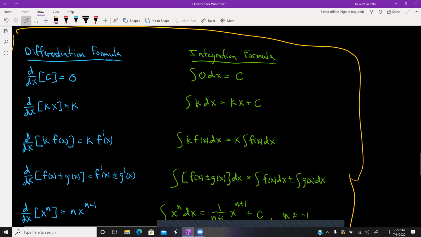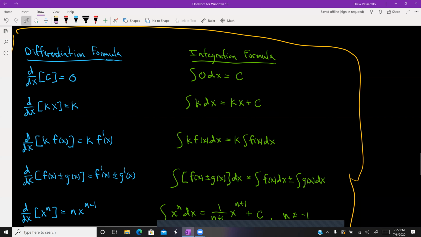For instance, the derivative of a constant is 0. Now notice on the right side, I have the integral of 0 is c. C is a constant, so it's kind of going in reverse. The integral of 0 is c because the derivative of c is 0.